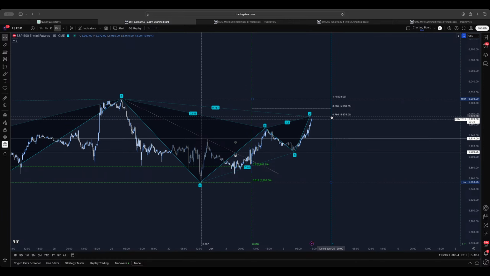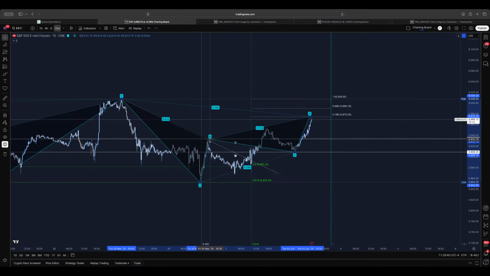The turning point for the 0.786 represents the PRZ, the potential reversal zone of this Gartley pattern. Once again, keep in mind, I did not have this information yesterday. That was printed, I believe, yesterday in the afternoon, but in the morning, that B point did not exist. Only to make that argument.